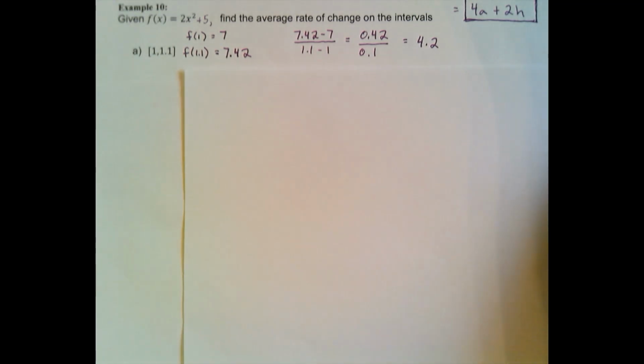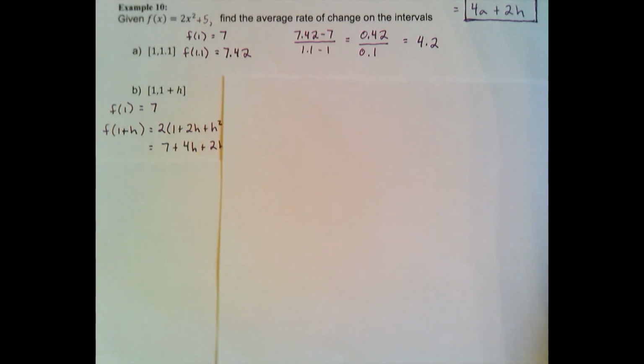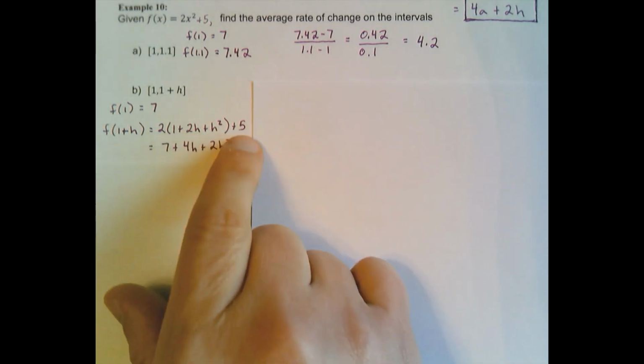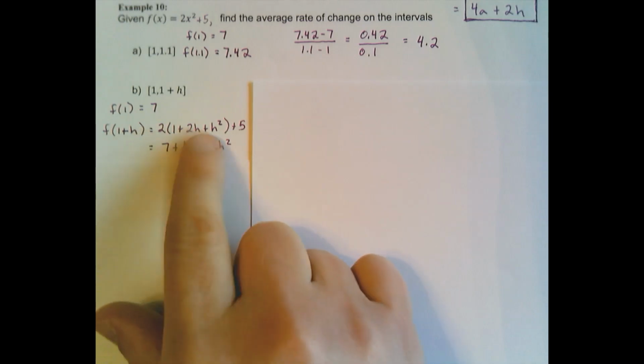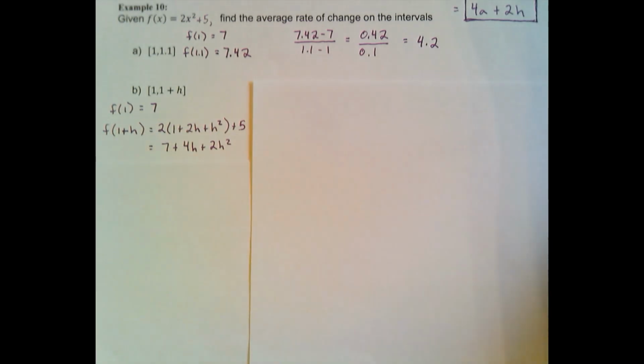Okay. 10b, we're looking at the interval from 1 to 1 plus h. So we need to evaluate f of 1 and f of 1 plus h. Distributing our 2. 2 and 5 is 7. 2 and 2h is 4h. 2 and h squared is 2h squared.